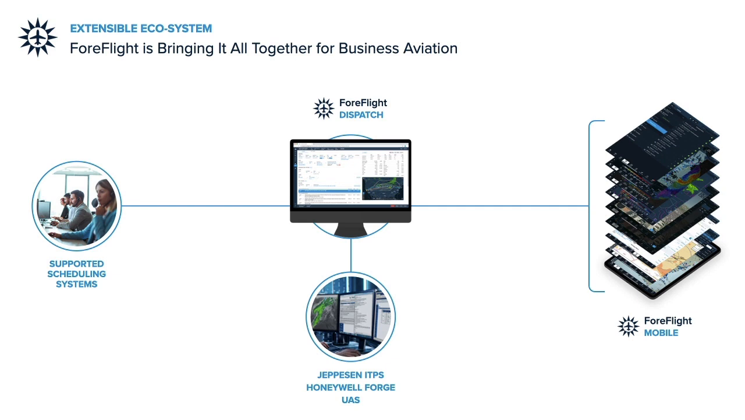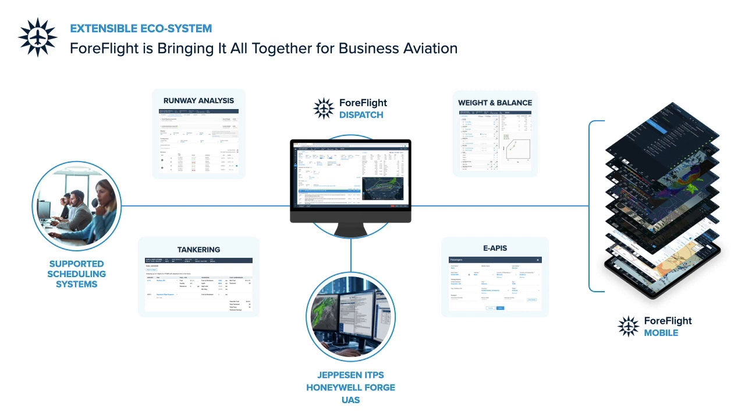And then finally on the right, once we've done all that flight planning, all of that information gets disseminated down to the crew in ForeFlight Mobile. And everything syncs back to each other. So any changes that the crew make, those are going to go back to Dispatch as well.